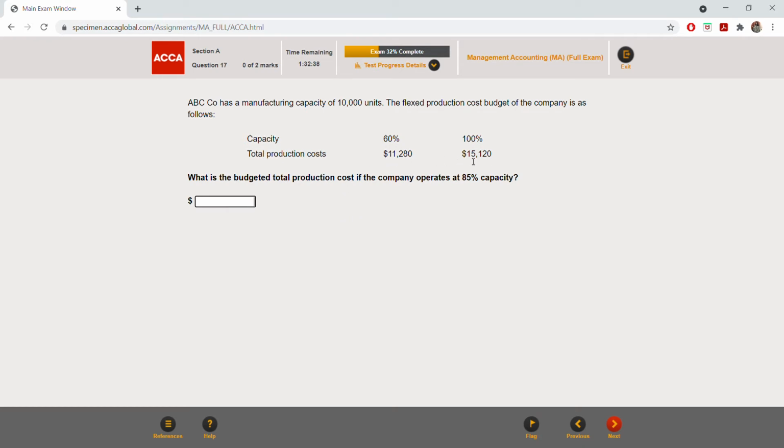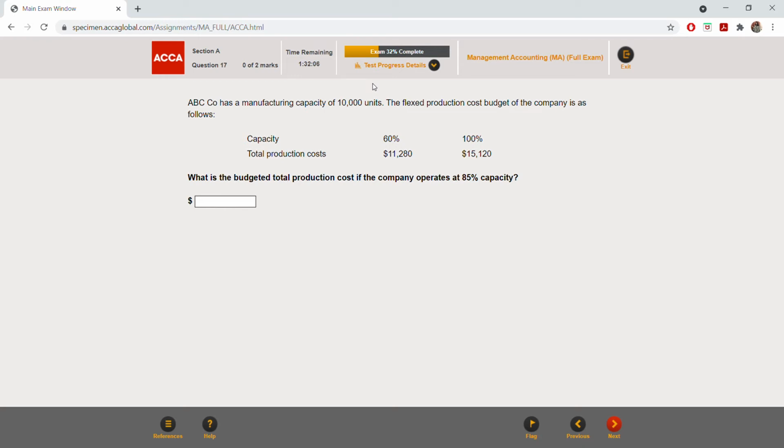and divide it by what? $10,000 minus 6,000. Why 10,000 minus 6,000? Because manufacturing capacity is at 10,000. 6,000, why? Because 60% of 10,000 is 6,000. So when you're dividing like this, you will get 0.96, the variable cost per unit.